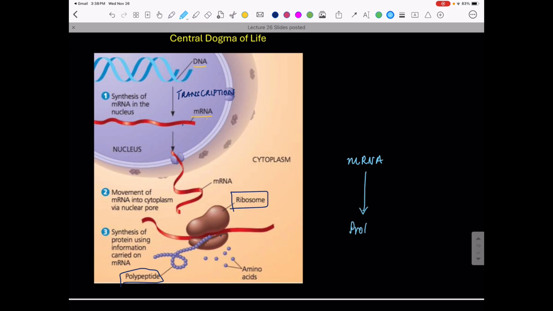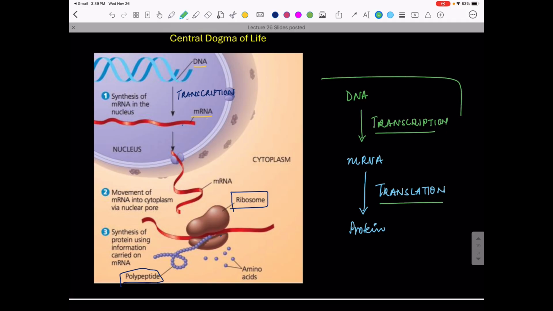So the coded information is translated into proteins in the cell cytoplasm. So DNA being converted to mRNA is called transcription. And mRNA being translated to protein is called translation. And these two reactions form the central dogma of life.